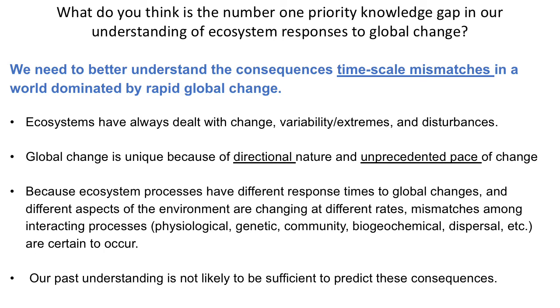We know ecosystems have always dealt with change, variability, extremes, disturbances, much variability in the environment. But global change, of course, is unique because of the directional nature of that change. It's warming, CO2 is going up, variability in precipitation is increasing, and the pace of change is unprecedented, much more rapid than in the past. And because ecosystem processes all have different response times, there are going to be mismatches, right? So some aspects of ecosystems will respond more rapidly than others, and thus our past understanding is probably not sufficient to predict the future.